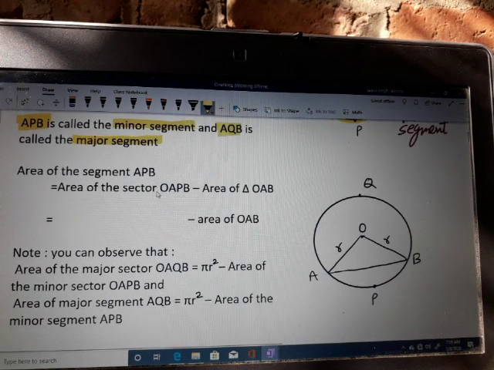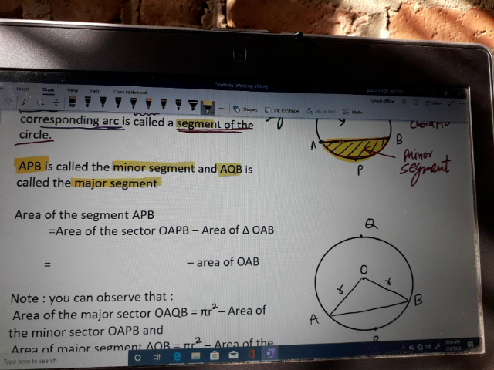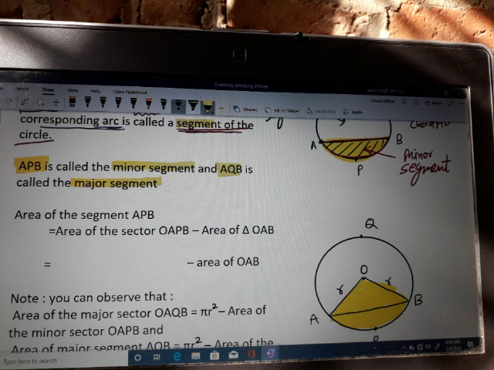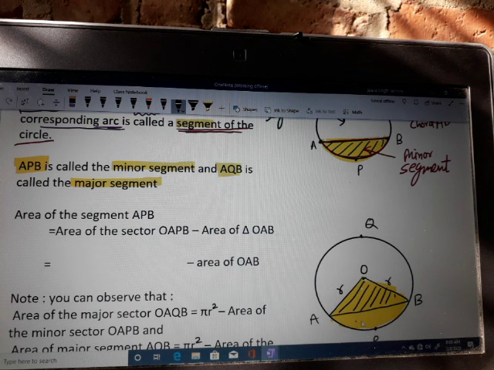Now, how will I find the area of the segment? A simple way: first of all, to find the area of this segment of the circle, you have to find the area of this sector. I will find the complete area of this sector first, and then I will subtract the area of the triangle.